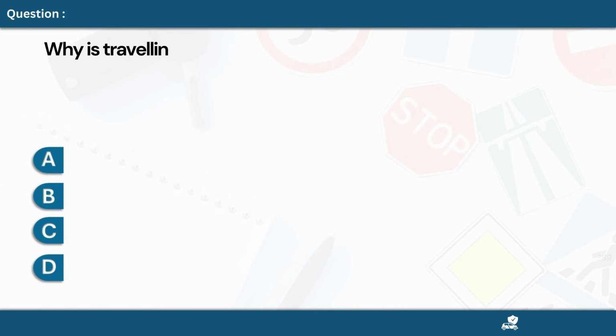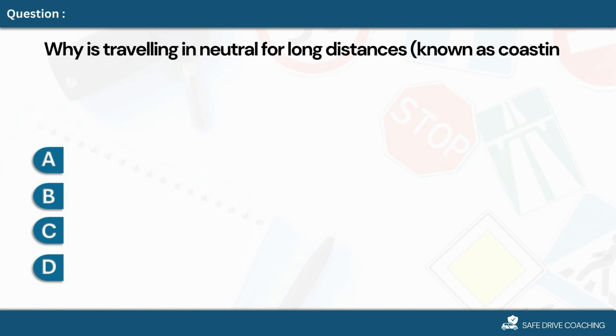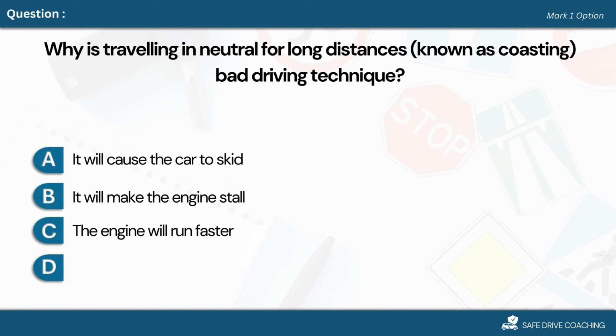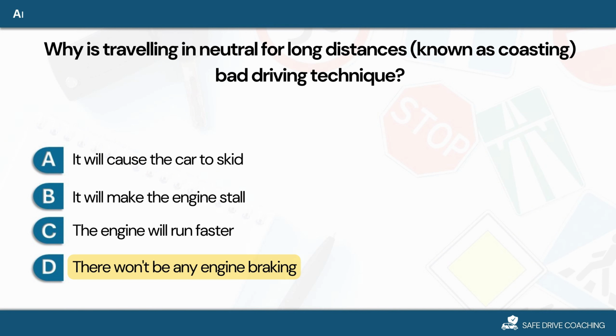Why is traveling in neutral for long distances known as coasting bad driving technique? A. It will cause the car to skid. B. It will make the engine stall. C. The engine will run faster. D. There won't be any engine braking. The correct answer is D. There won't be any engine braking.